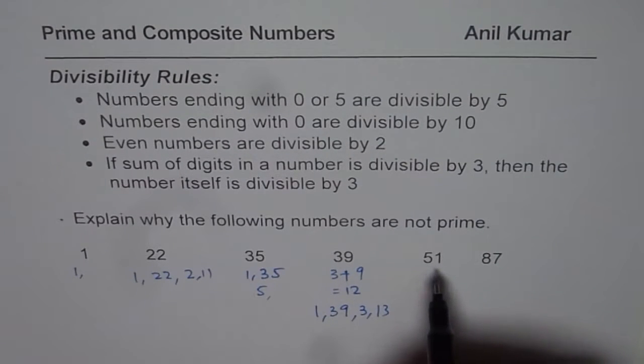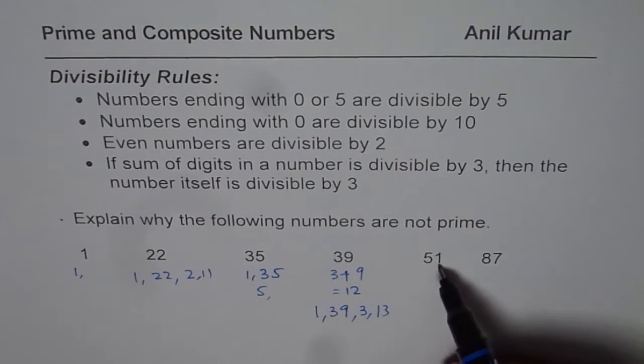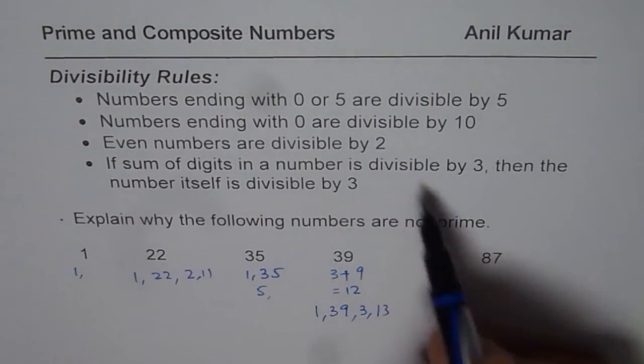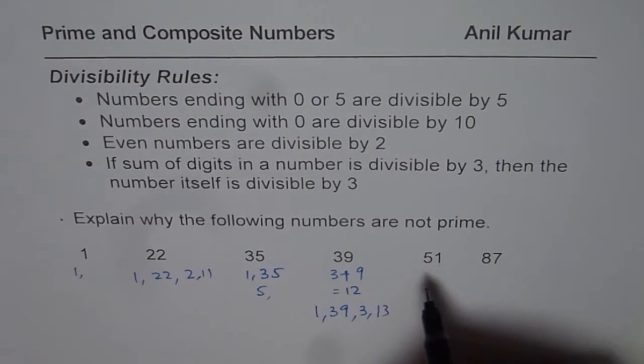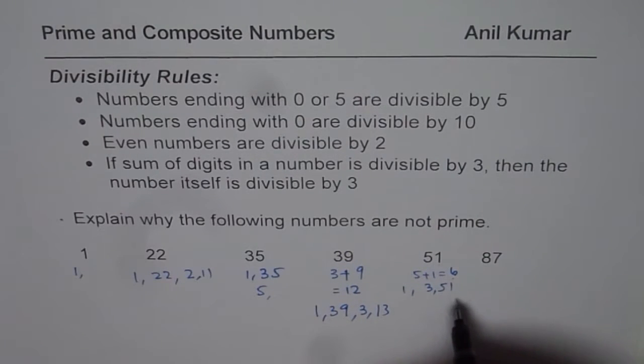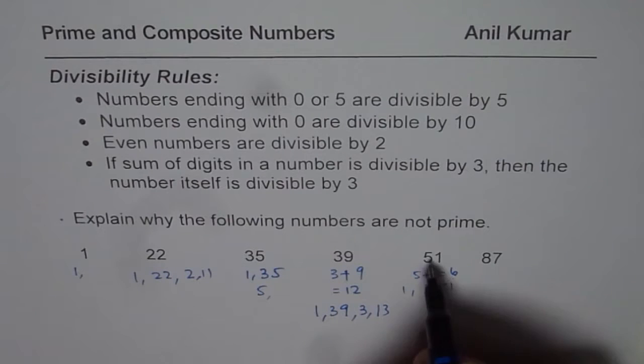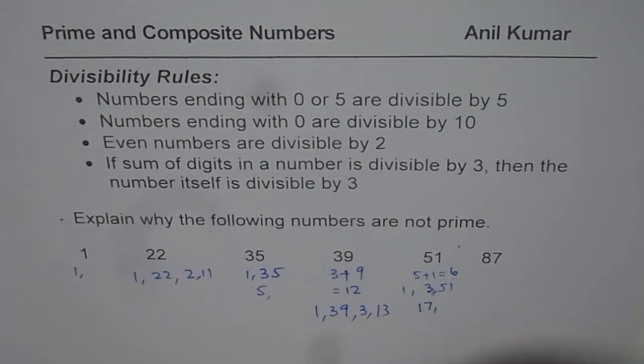51. It cannot be divided by 5, 10 or 2 since the last digit is not 5 or 0 or an even number. However, if I add 5 and 1, what do I get? I get 6. 6 can be divided by 3, so it has at least 3 in addition to 1 and 51 as its factors, so it is not a prime number, right? When you divide by 3, you can find the other factor also. 3 times 17 is 51. So 17 is the other factor.